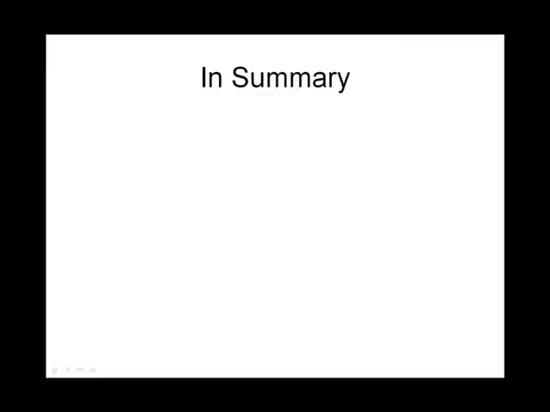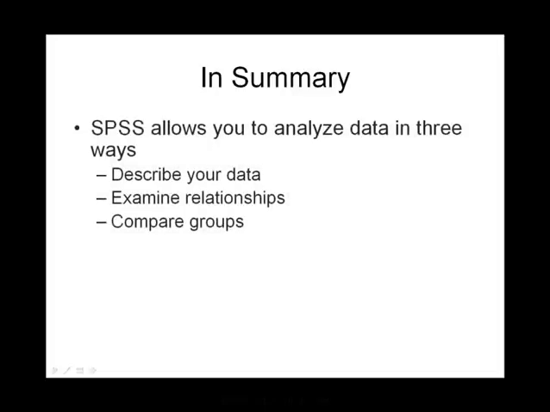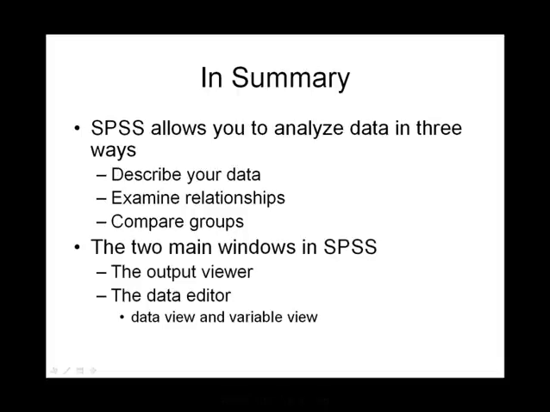SPSS is a statistical software program that allows you to analyze your data in three basic ways. You can describe your data using descriptive statistics. You can examine the relationships between your data using correlations and multiple regressions, or you can compare groups using t-test, analysis of variance, or non-parametric test. Additionally, there are two main windows in SPSS, the output viewer and the data editor, which consists of a data view and the variable view.